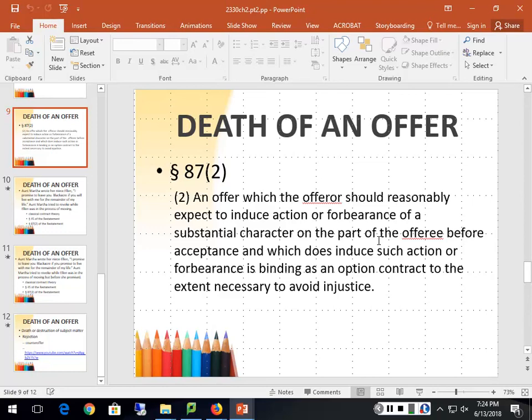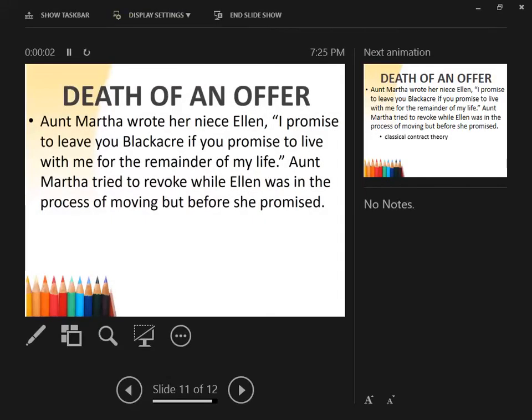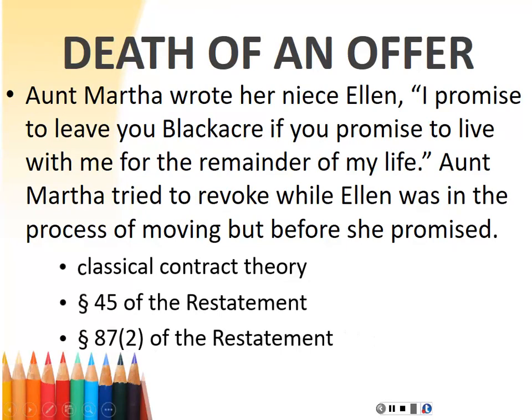So Ellen is preparing to move. That's pretty substantial action, pretty substantial character on Ellen's part, even though she has not yet promised, so there has not yet been acceptance. So in that situation, again, what is necessary to avoid injustice? That is, under 87.2, typically going to be the imposition of that implied option contract.